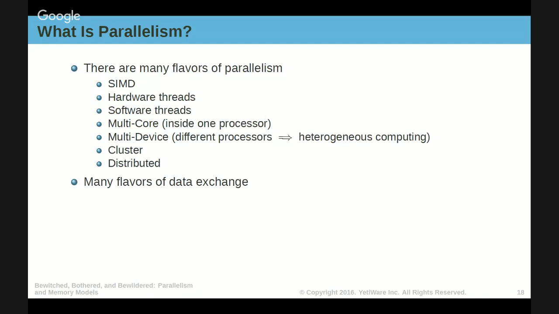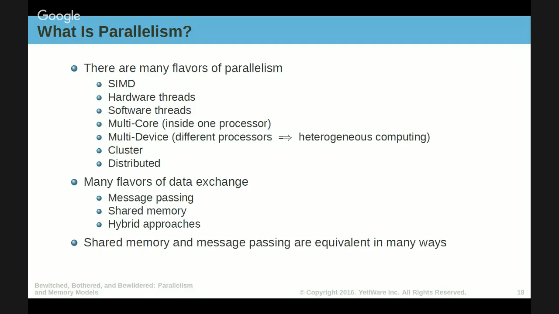So there's also many flavors of data exchange. We have message passing, people who'd be familiar with MPI, and we also have shared memory approaches. And you can do hybrid approaches between those. I'm sure that a lot of the people in SciNet in this room have done this type of stuff, where you have a mixture of shared memory and message passing in the same application. And in many ways, from the theoretical perspective, shared memory and message passing are actually equivalent. So for example, the MESI protocol, computer architects can explain it to you.